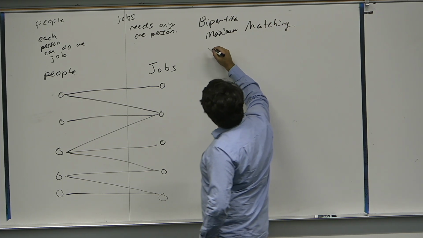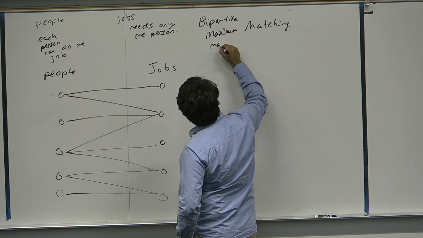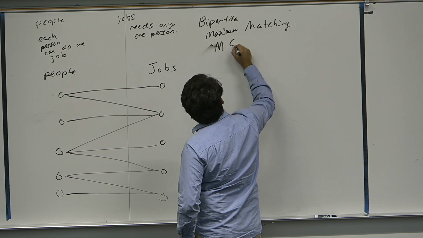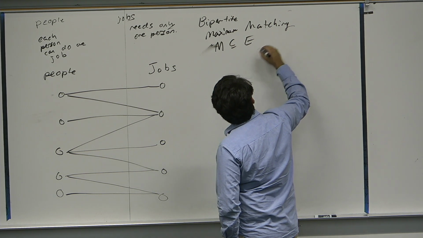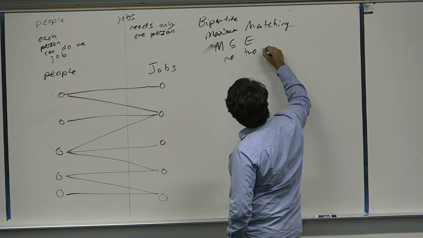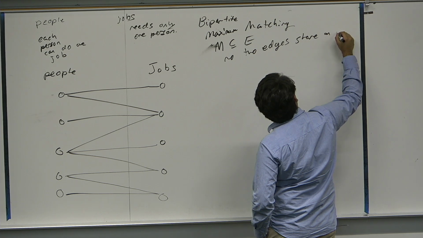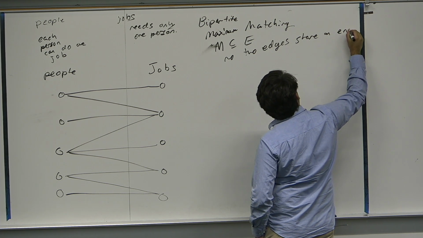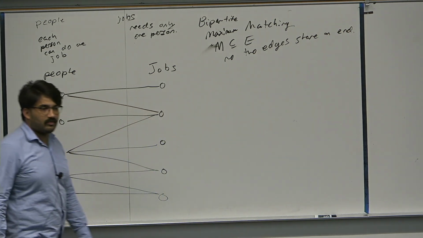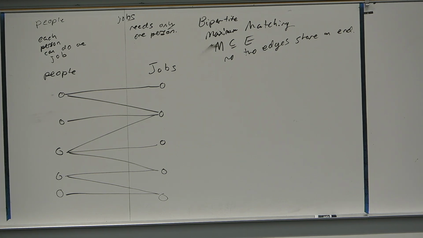A matching is a subset of E, such that no 2 edges share a vertex, right? So we're looking for a subset of edges such that no 2 edges share a vertex. This is called a matching problem, right? So we're looking to choose a set of vertices and a set of edges. And really, the set of edges corresponds to who's doing what job, which person is assigned to what job, right?